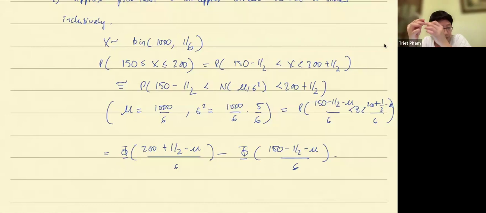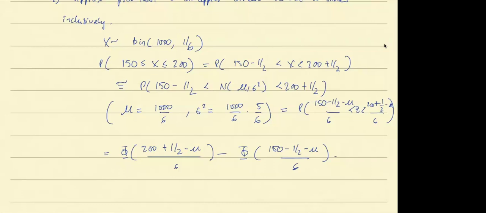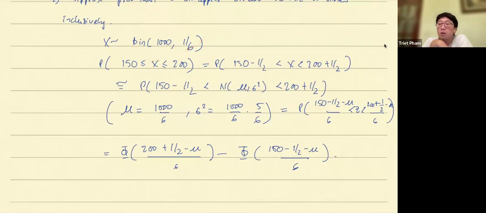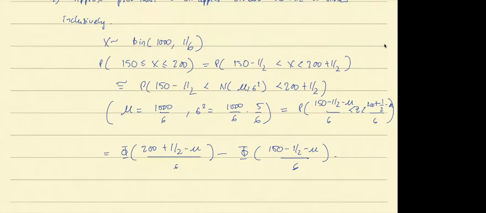Any question? Could you explain how you got the variance squared of 1,000 over 6 times 5 over 6? Simple, right? It's the binomial, np(1 minus p).